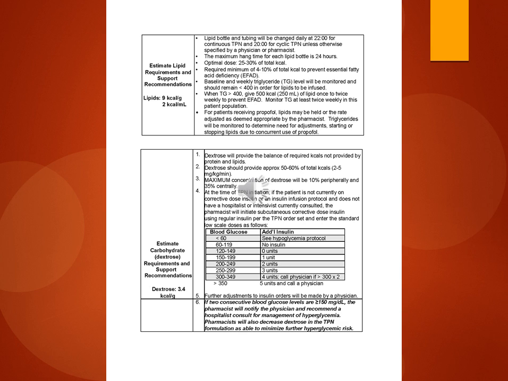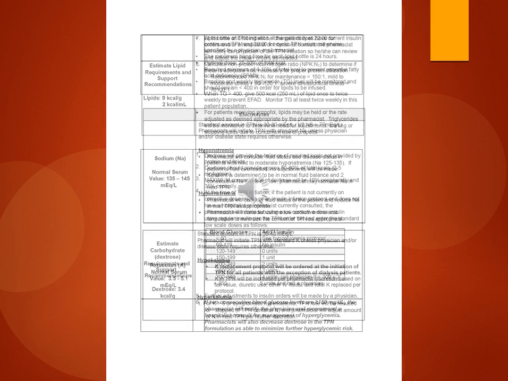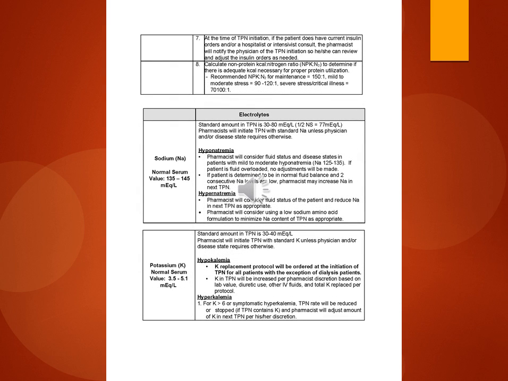6. If 2 consecutive blood glucose levels are $150 mg/2, the pharmacist will notify the physician and recommend a hospitalist consult for management of hyperglycemia. Pharmacists will also decrease dextrose in the TPN formulation as able to minimize further risk. 7. The time of TPN initiation. If the patient does have current insulin orders or a hospitalist or intensivist consult, the pharmacist will notify the physician of the TPN initiation so he/she can review and adjust the insulin orders as needed.